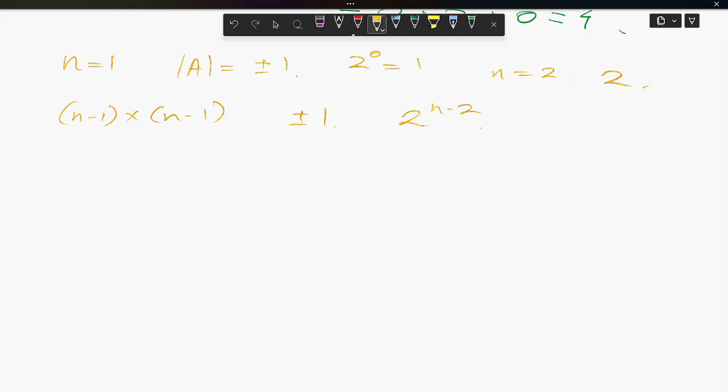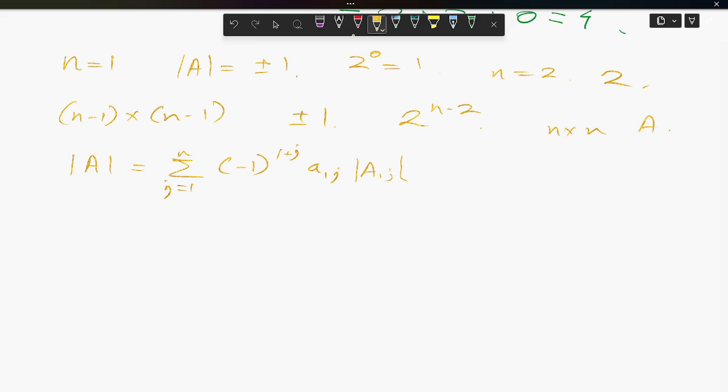So now consider an n cross n matrix A and compute the determinant of A expanding along the first row. So the determinant of A will be the summation j equals 1 to n of minus 1 to the power 1 plus j, a1j, because we are doing it along the first row, times the determinant of A1j. Very good. Where A1j is the submatrix obtained by deleting the first row and jth column. So each A1j is an n minus 1 cross n minus 1 matrix with plus or minus 1 entries.